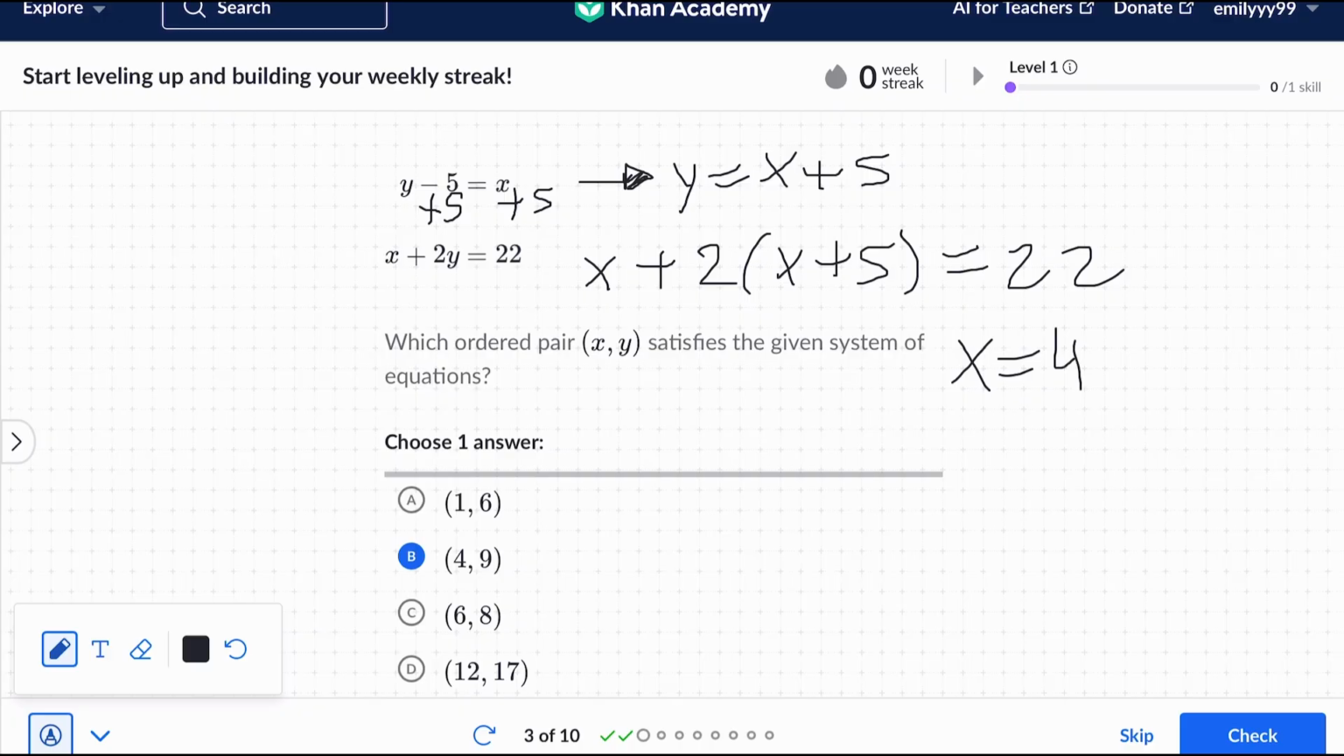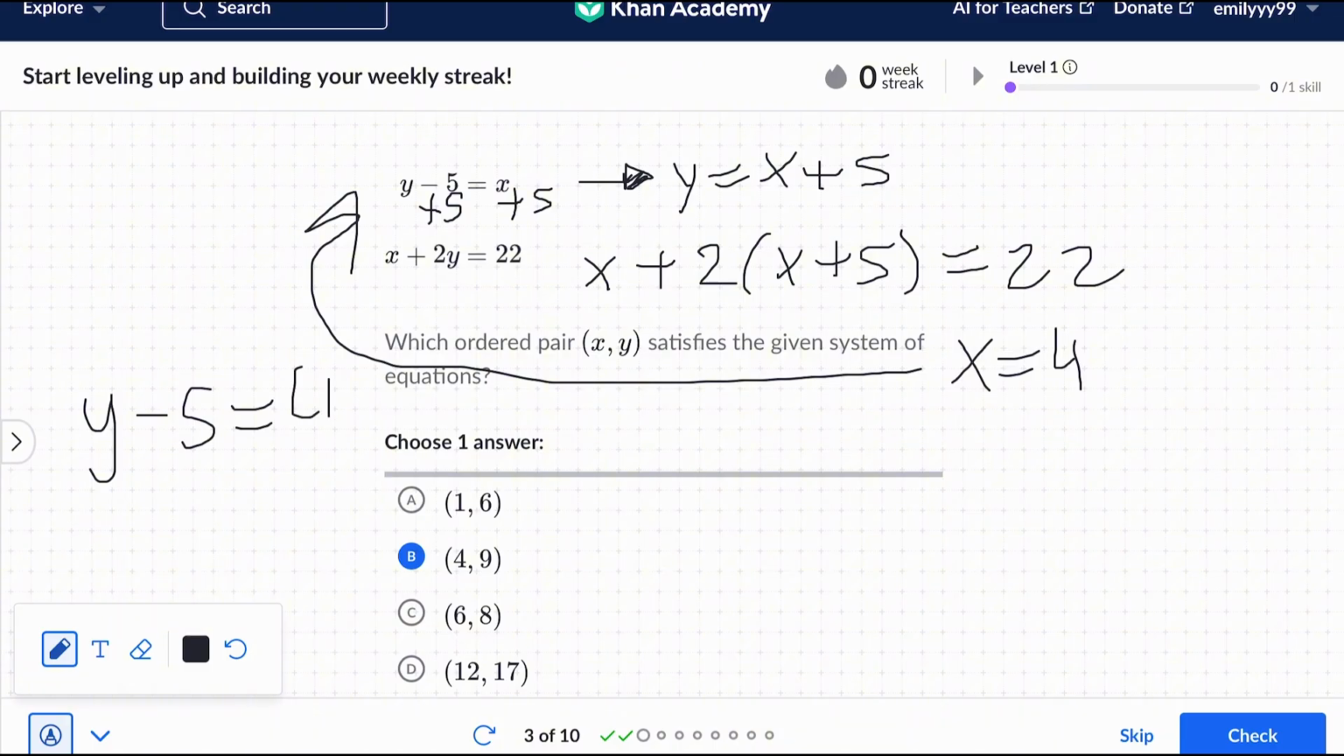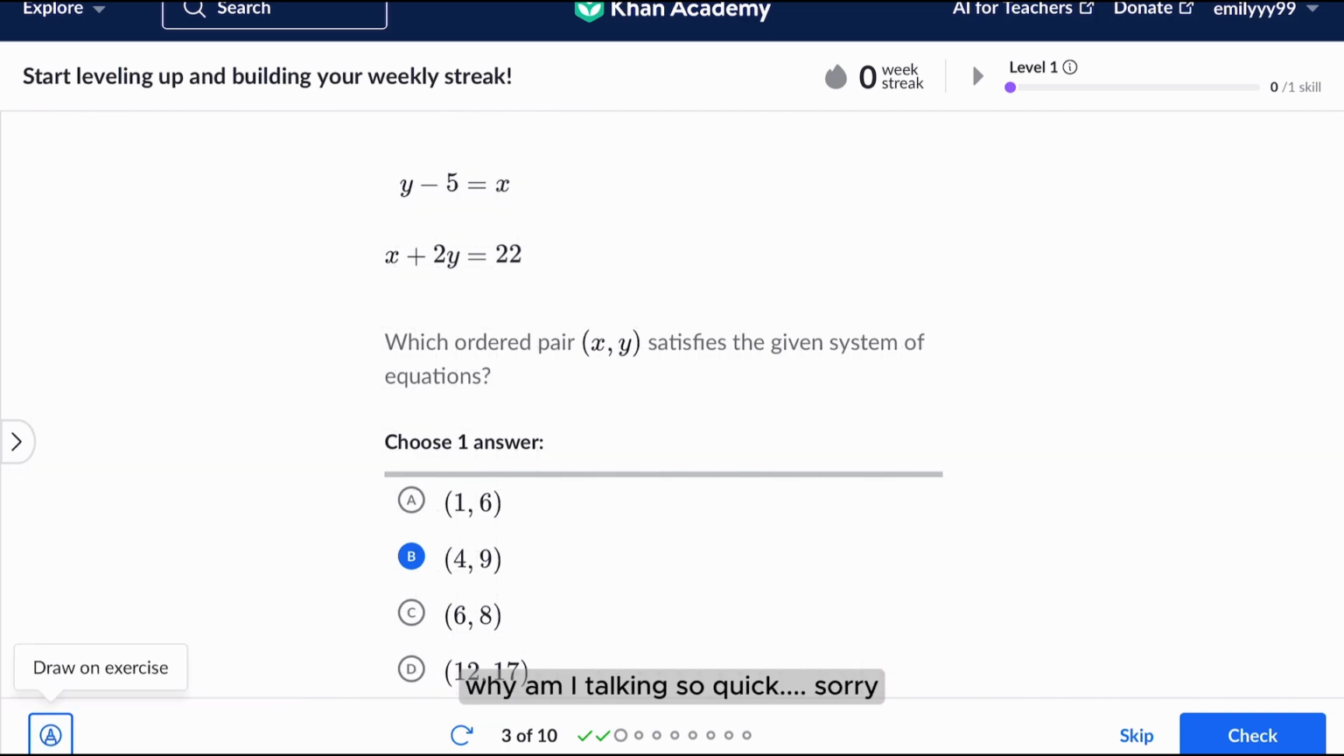Then we go back and plug it into one of the original equations. So we get y. So let's say this first one right here, y minus 5 is equal to x, but we know x is 4. So solve for y: add 5, and then y is equal to 9. That's basically a way you can solve systems of equations without using the calculator, but if you're taking the digital SAT, the calculator is allowed for every question.